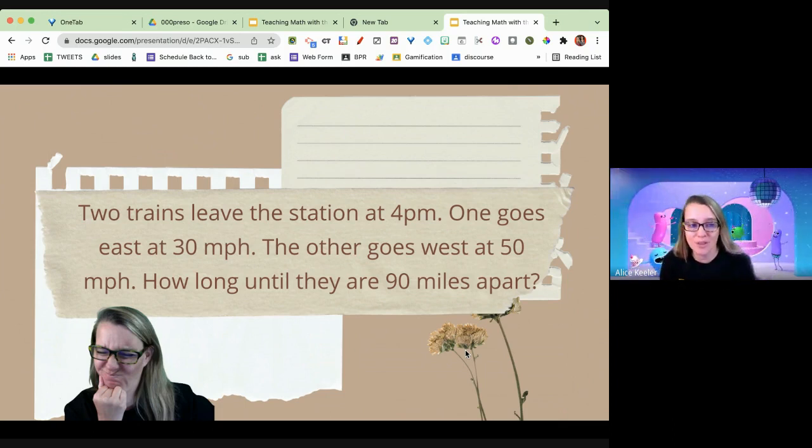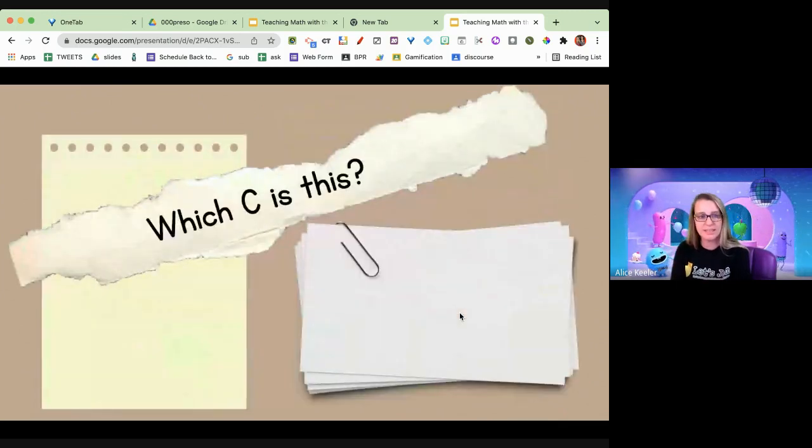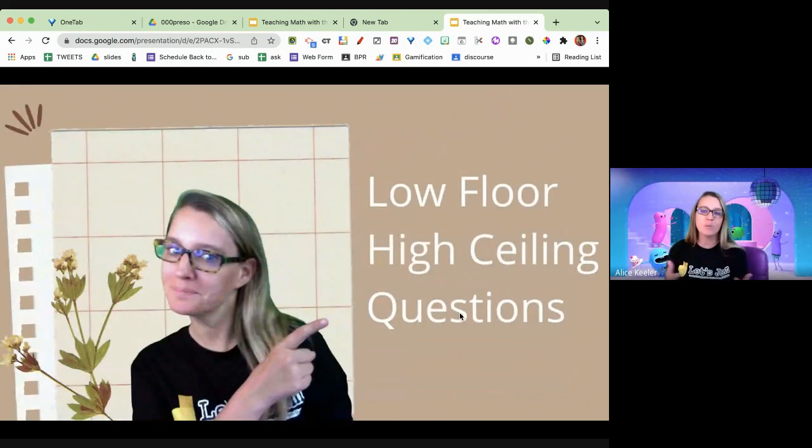then I've done all the thinking for you. I've given you the formula. I want you to apply the formula. This is DOK1. Unless they figure out the formula, this is not a critical thinking question. So we oftentimes mistake hard for complex, but this is actually not a complex question. It's DOK1. So which C is this? None of them. Which of the 8 mathematical practices is it? None of them. So instead, we'd like to look at low floor, high ceiling questions.